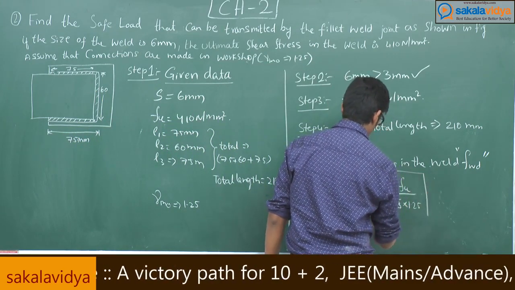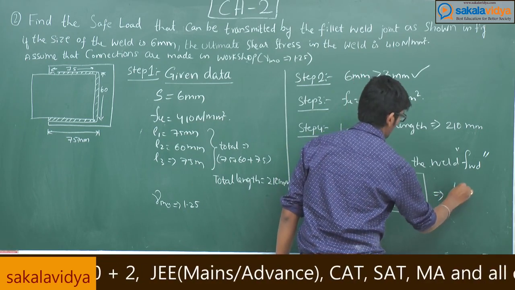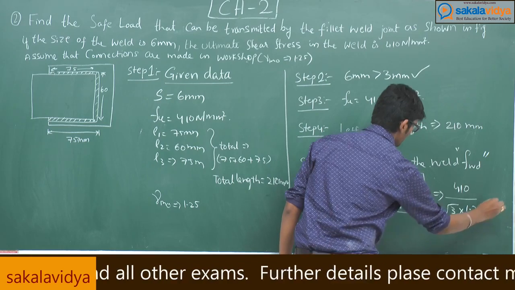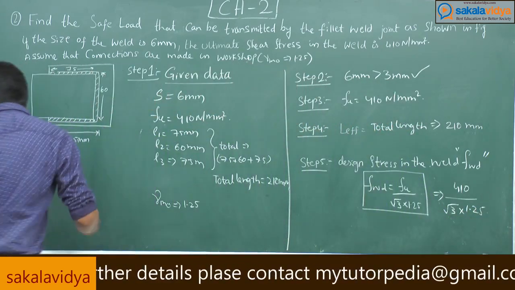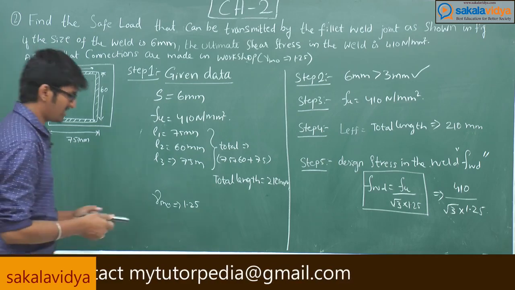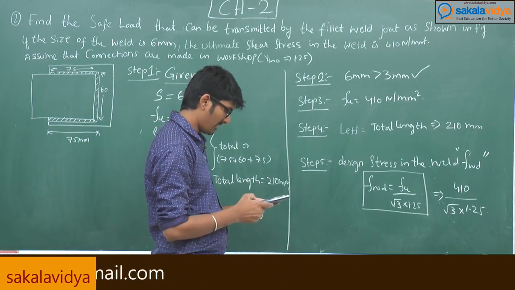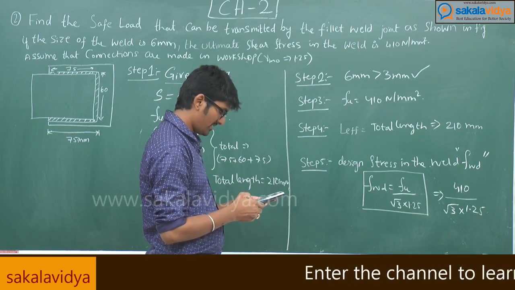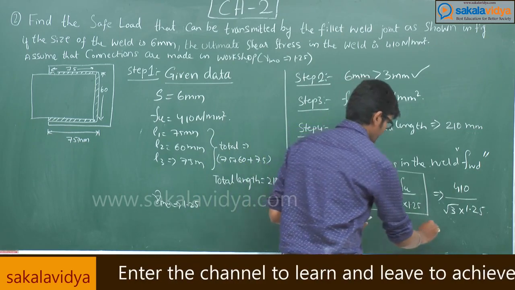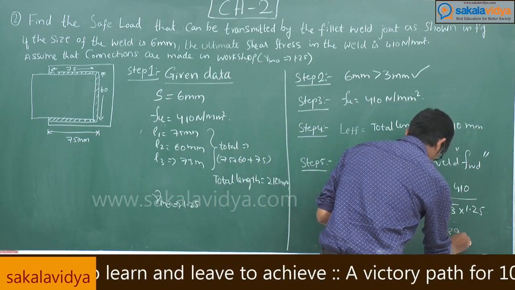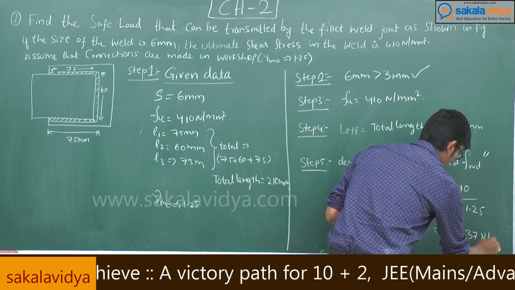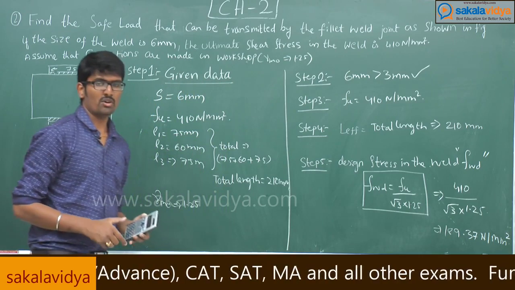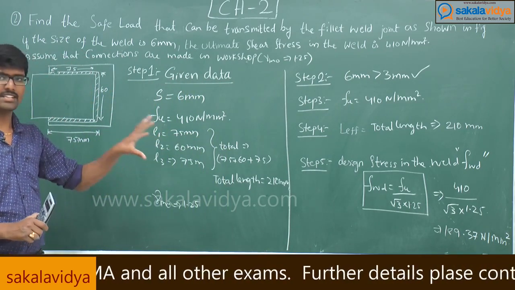So what is Fu given in the question? 410 by root 3 into 1.25. So what is the answer? I think 189.37 is the answer for design stress in the weld. Let us check it. 410 divided by root 3 into 1.25. Yes, 189.37 Newton per mm square. This is called design stress in the weld. So far you have found up to step 5, that is design stress in the weld.